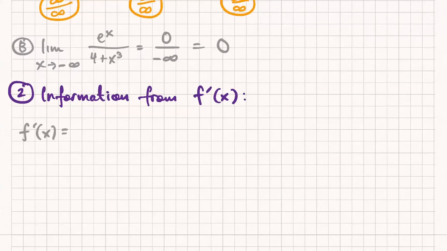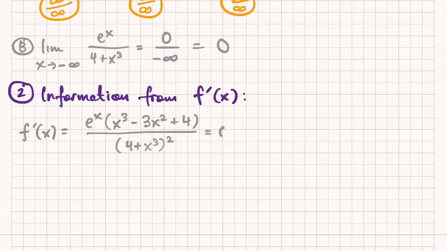Okay, so f prime of x was e to the x times (x cubed minus 3x squared plus 4) all over (4 plus x cubed) squared. I set that equal to 0 to get my cut points. So first of all, the denominator cancels out and e to the x is always positive. So this is equivalent to solving the cubic x cubed minus 3x squared plus 4 equals 0. So in other words, I have to somehow factor this.